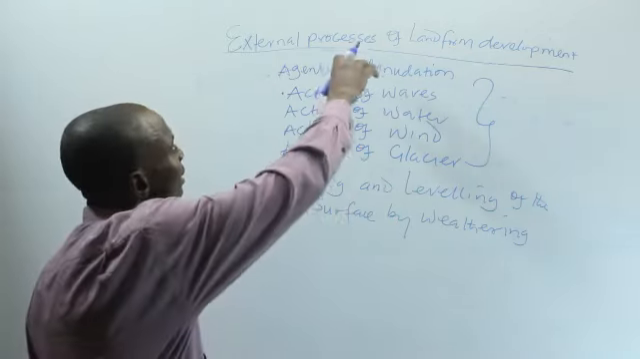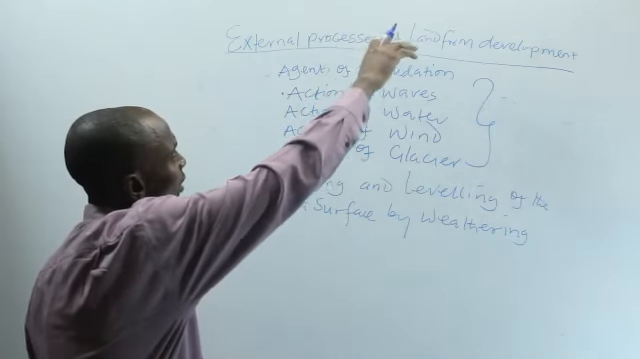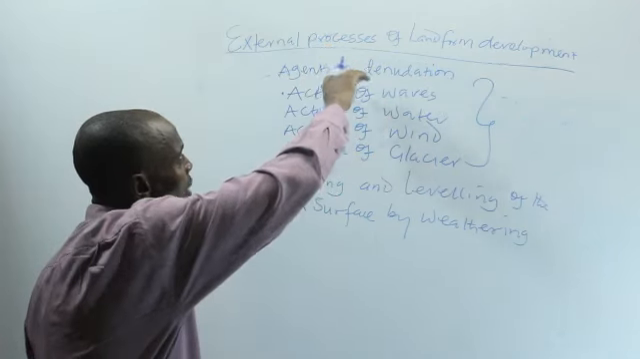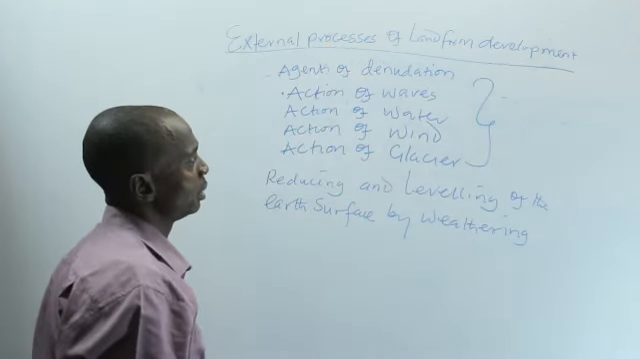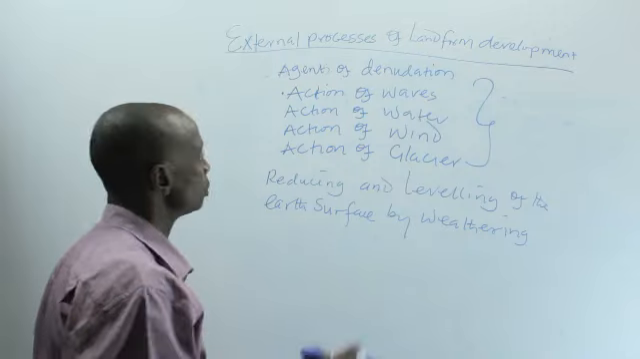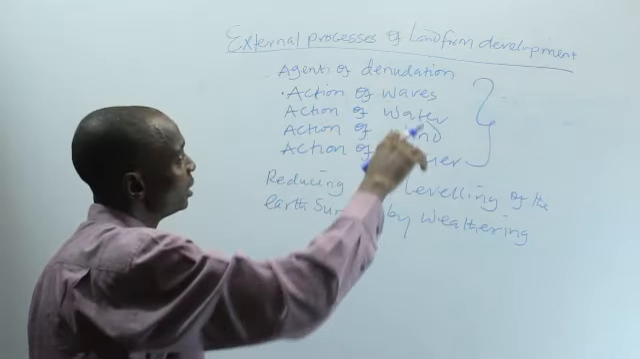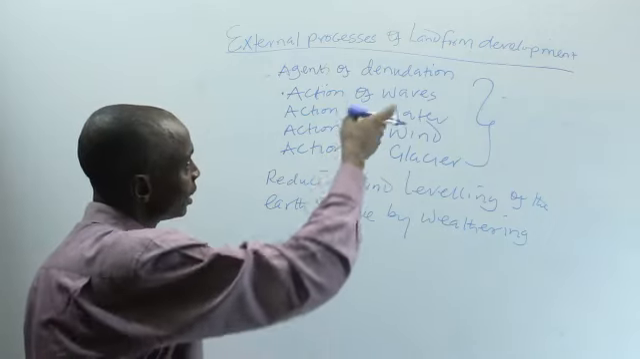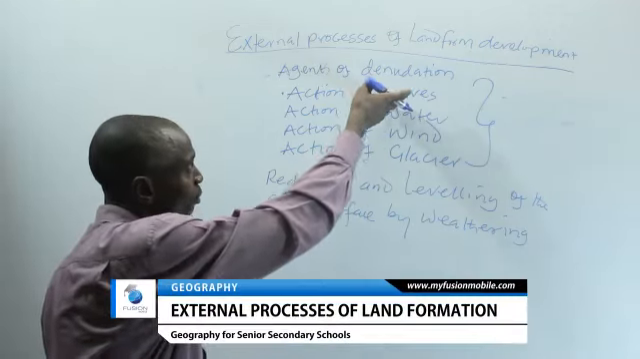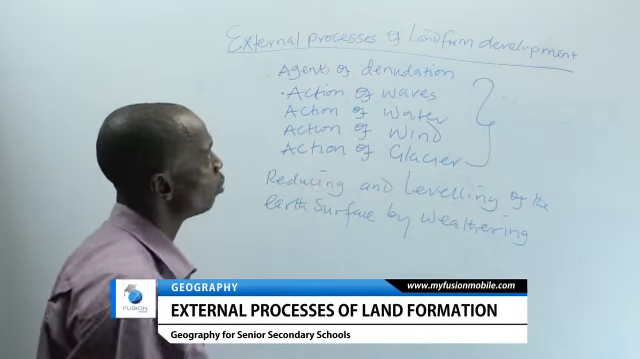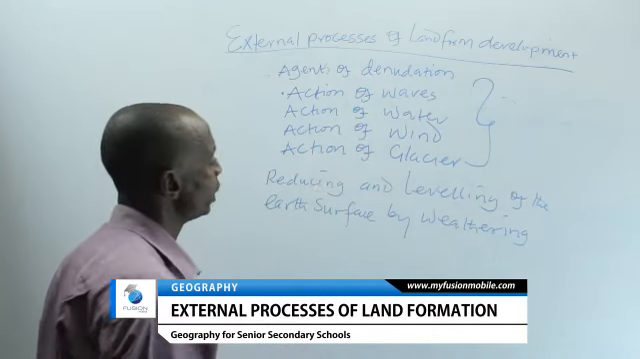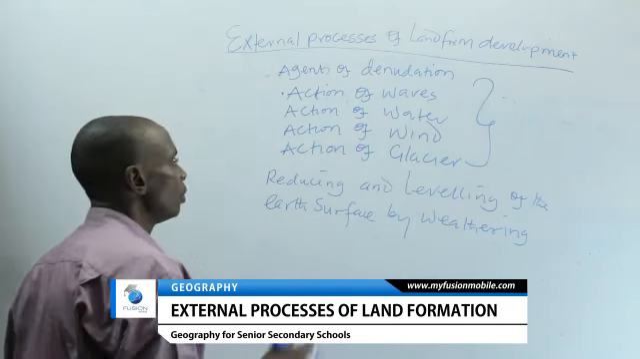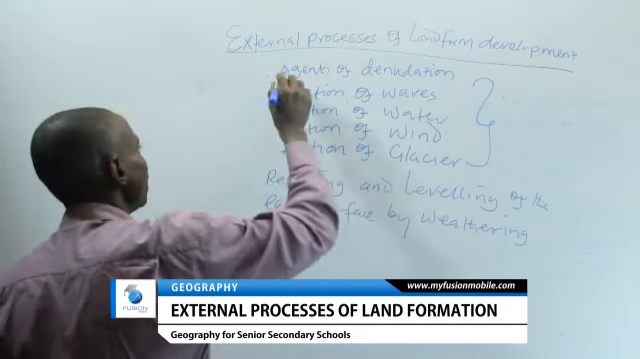So for these external processes of landform development, we are going to look at how the action of waves works, the climatic location where action of waves is prevalent, and what external features are associated with waves. The same thing for water, wind, and glacier. Now, let's take it one after the other.